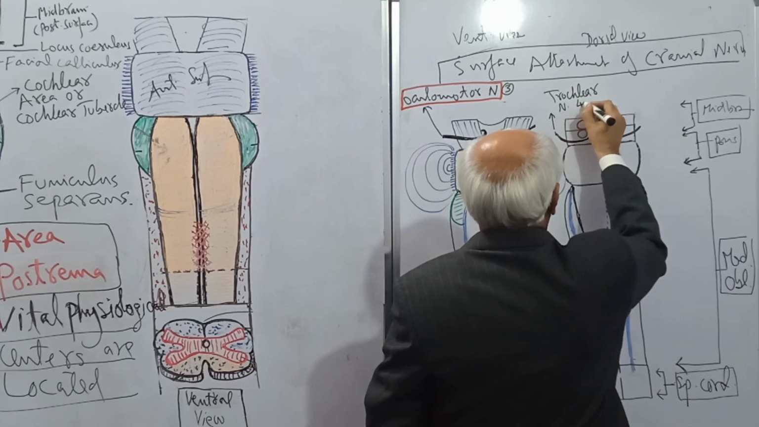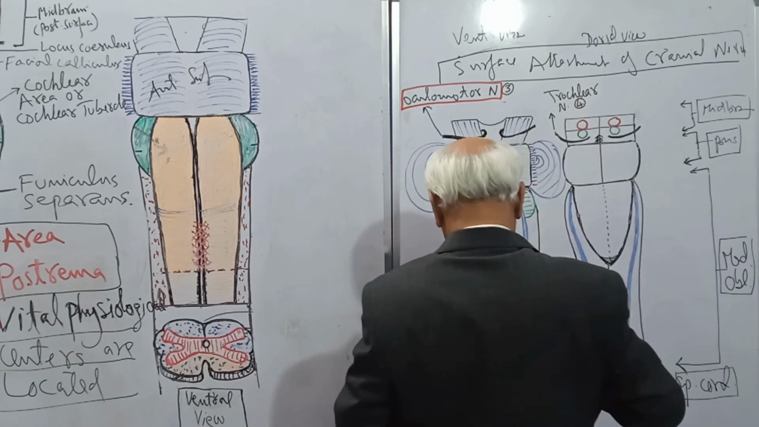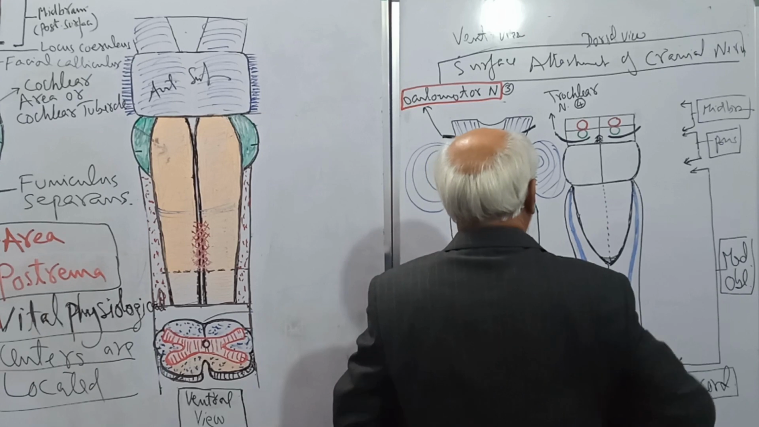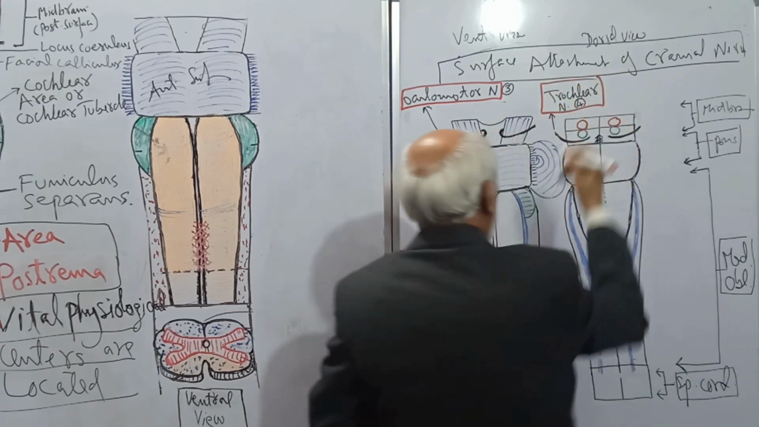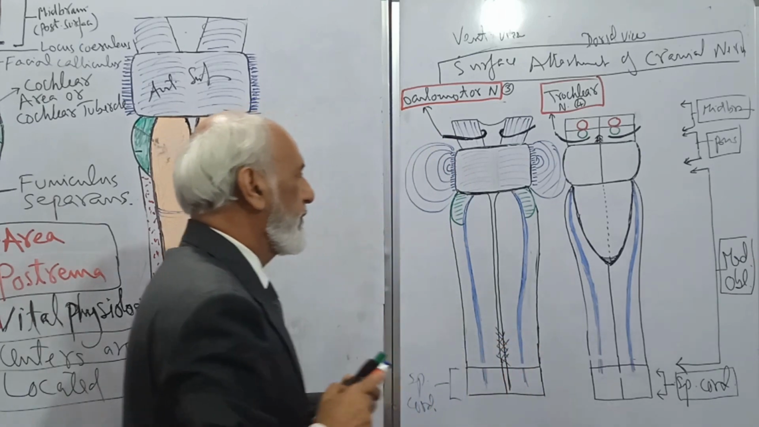You know, it is the fourth cranial nerve. And I told you it is the only cranial nerve which is attached to the dorsal surface of the brain.